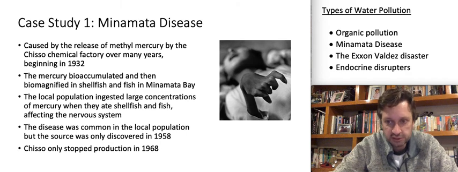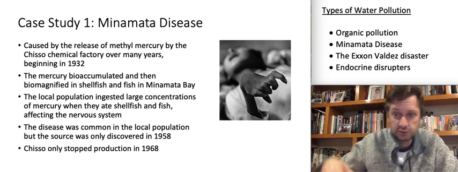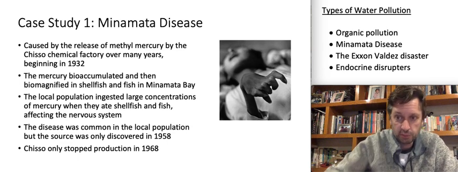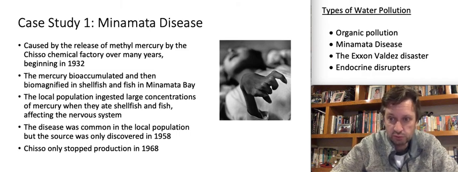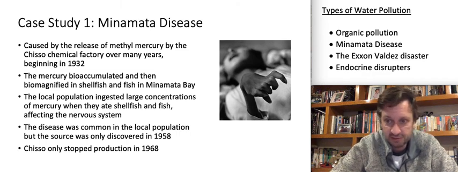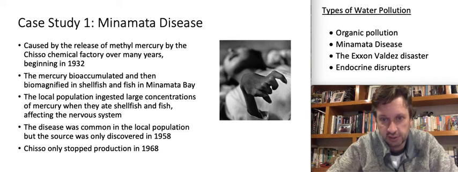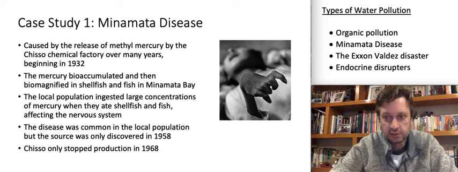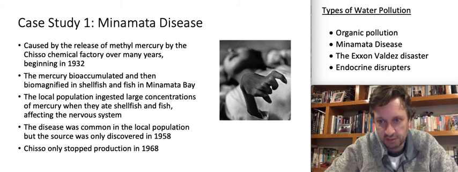This is Minamata disease. Now, we have talked about this before, so very briefly, just to recap. It was a disease in the local population. It wasn't understood what was causing it until 1958, when it was identified that a factory in Minamata Bay was releasing methyl mercury into the water supply. So that's the heavy metal mercury attached to a methyl or carbon group.